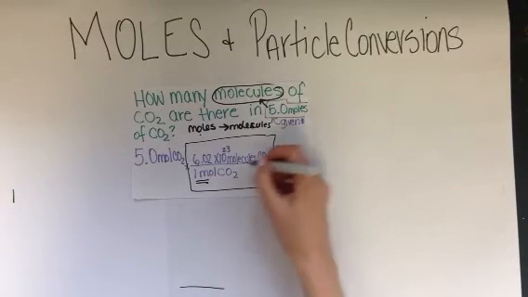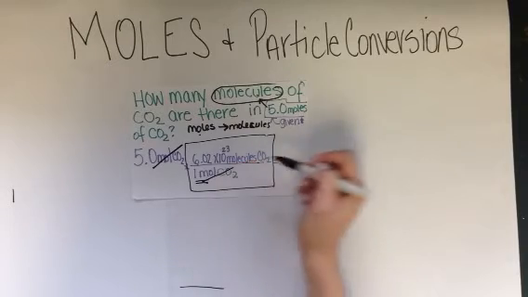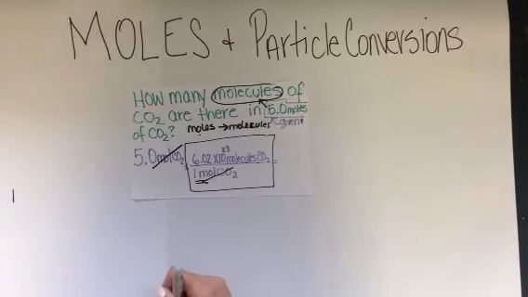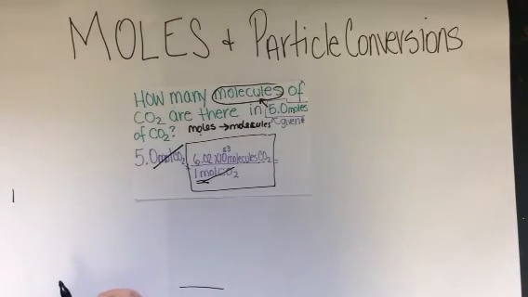And I get a final answer. Well, let's take a look. Moles of CO2 and moles of CO2 cancel out. Top and bottom units should cancel out. That's how you know how to correctly flip it. So go ahead and plug this in your calculator, and let's see if you get the right answer.